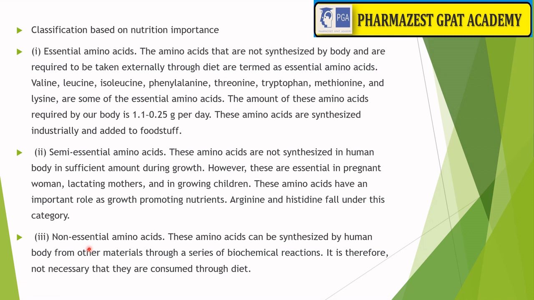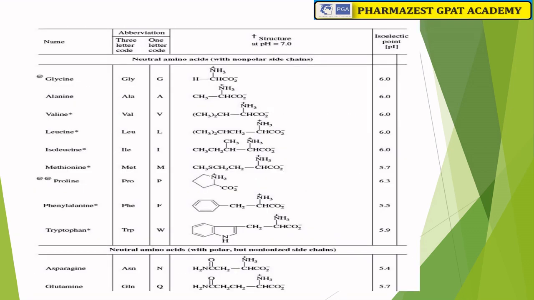Next, coming to non-essential amino acids. These amino acids can be synthesized by the human body from other materials through a series of biochemical reactions. It is therefore not necessary that they should be consumed through diet. As these are synthesized by our own body, they need not be taken externally. Those types of amino acids are non-essential amino acids.